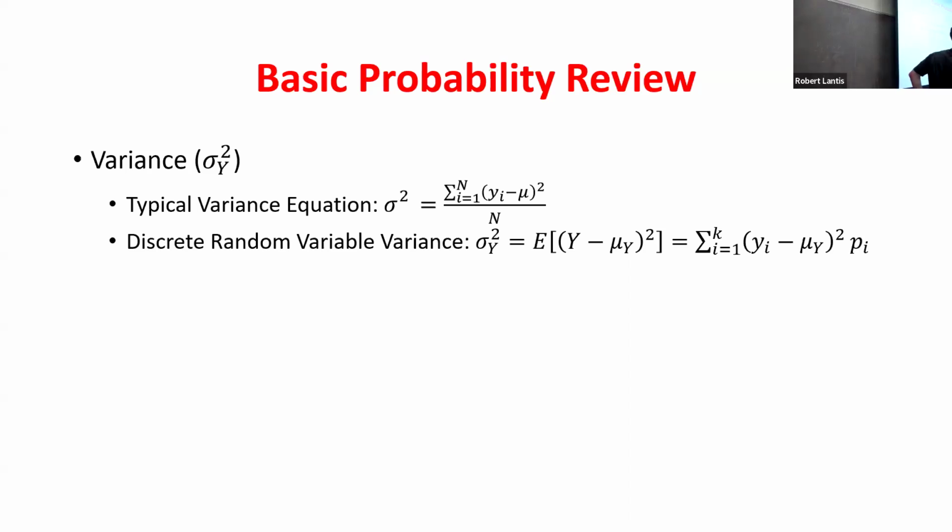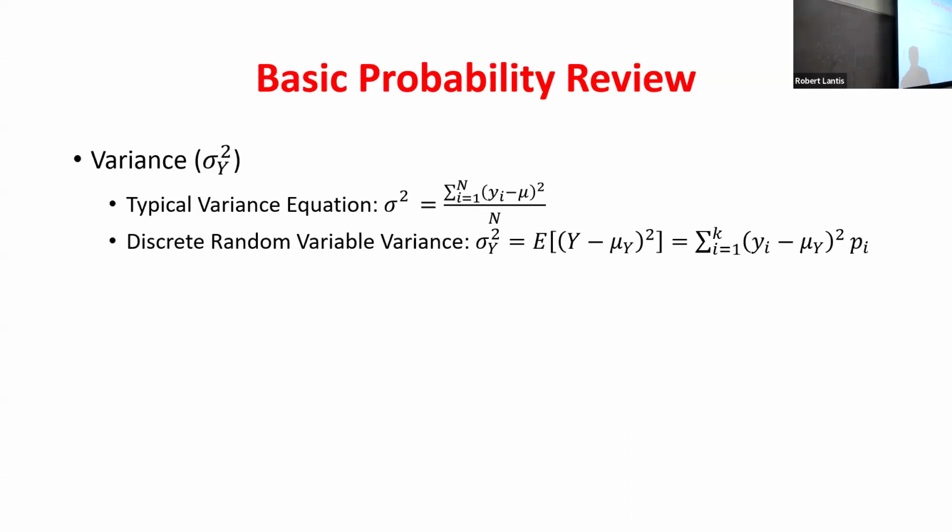We can also calculate the variance of a discrete random variable. It's going to be very similar. We take the different outcomes for y, we subtract the mean, and square that deviation from the mean. That part's the same. We then multiply it by the probability that we saw y take on that specific value.